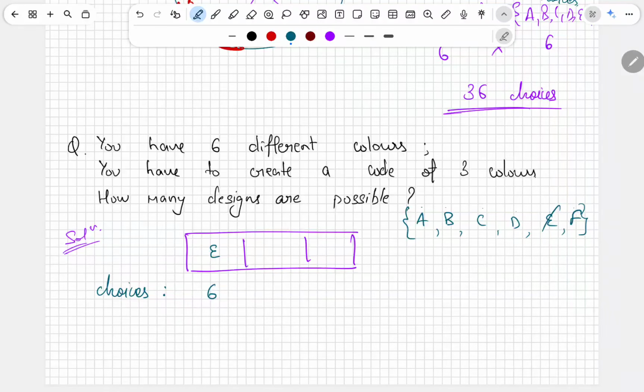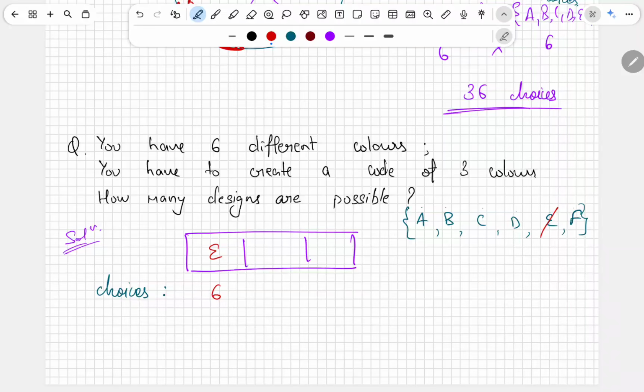So, as I said, I'll repeat. For the first place, when I have to put a color on the first place, then I can either put A, or I can put B, or I can put C, or I can put D, or E, or F. I have 6 choices. Let's say I choose E and I put color E over here.